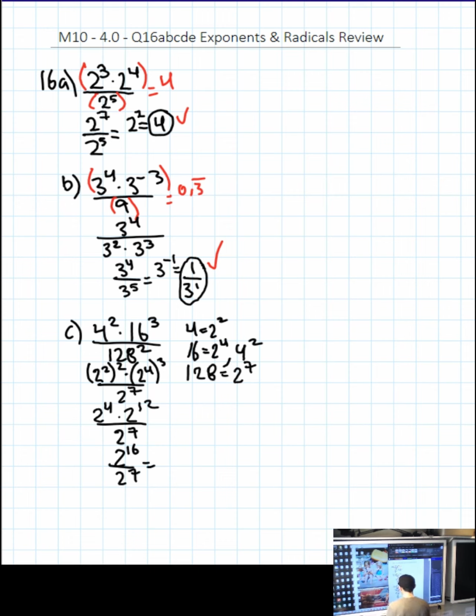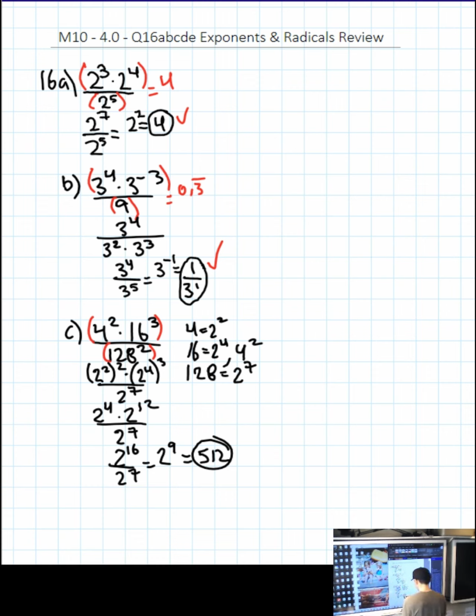Then we're dividing with the same base. So we can subtract the exponents. 16 minus 7 is 9. And 2 to the 9 is simply 512. Circle our answer. Check our answer on the calculator. Brackets are on the top, brackets are on the bottom.